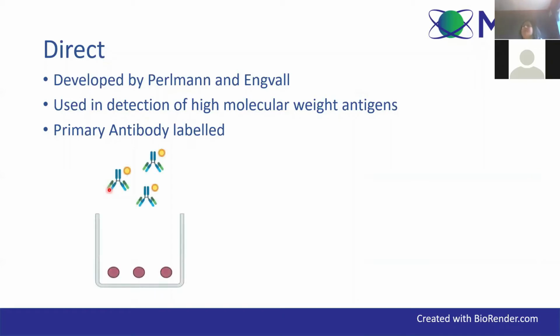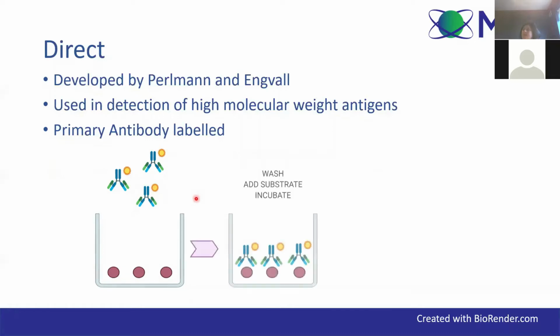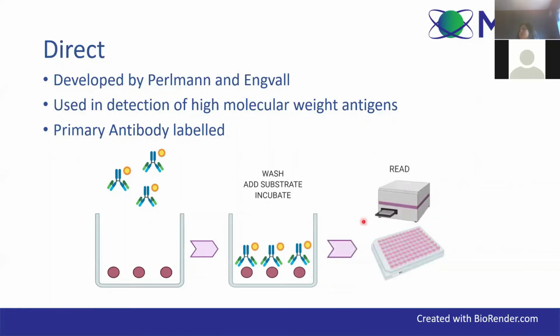So what you'd have is you would have your antigen coated onto the bottom of the well. You then add your primary antibody, which is then conjugated. You then wash and allow the substrate to incubate, and then you read.